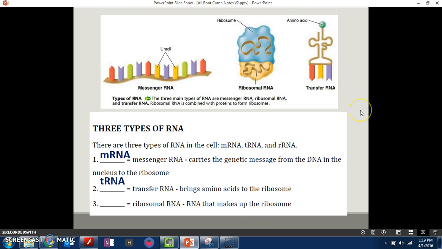The tRNA is the transfer RNA. This is important because it brings the amino acid to the ribosomes. It's just waiting for the code. And then the rRNA stands for ribosomal RNA. This is part of the ribosome, which helps make new proteins. So each RNA has a different task during transcription and translation.